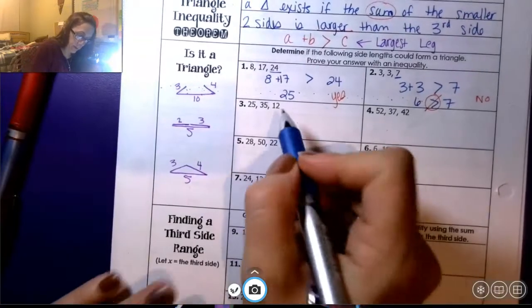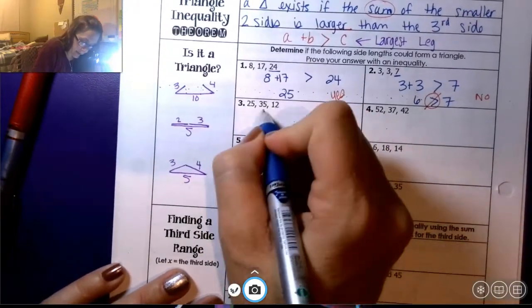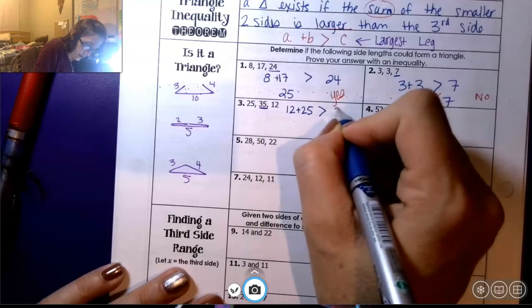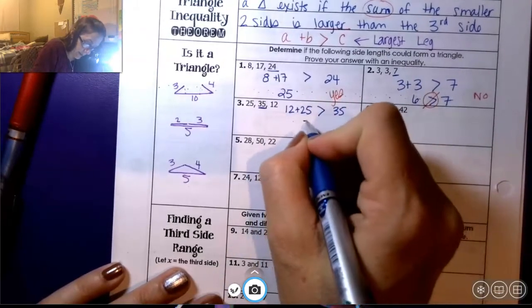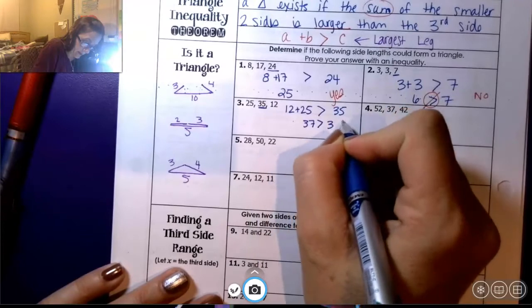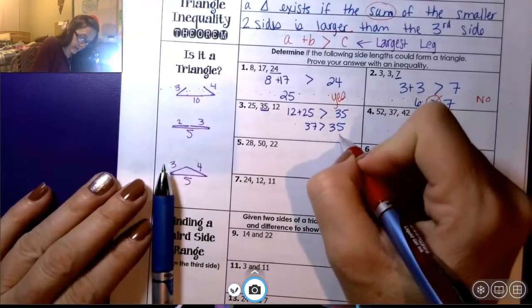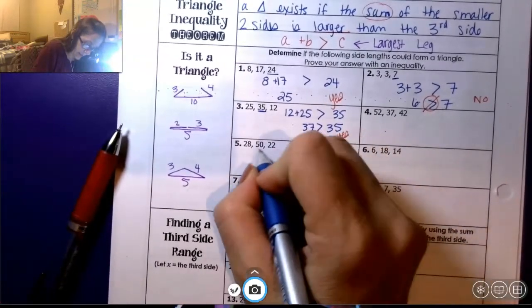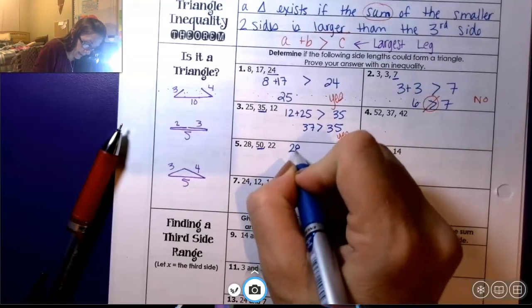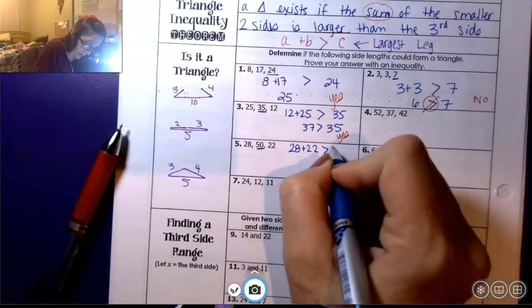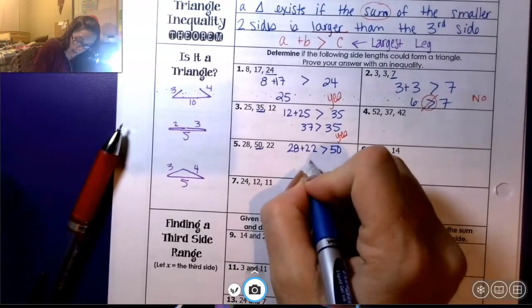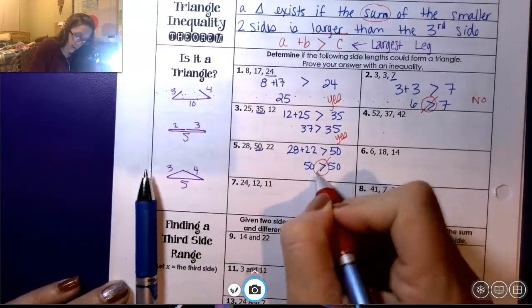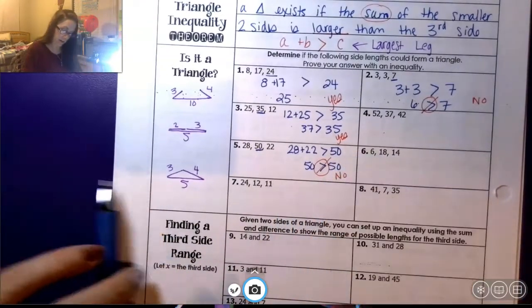And that's what you're going to do. Now remember, for this one, 12 isn't the largest side, 35 is. So I want 12 plus 25 to be greater than 35. Well, I get 37, which is greater than 35, so over here, yes, I do have a triangle. Here, 50 is the largest one, so 28 plus 22 has to be greater than 50. Well, that's exactly 50, and 50 is not greater than 50. This one is not a triangle.